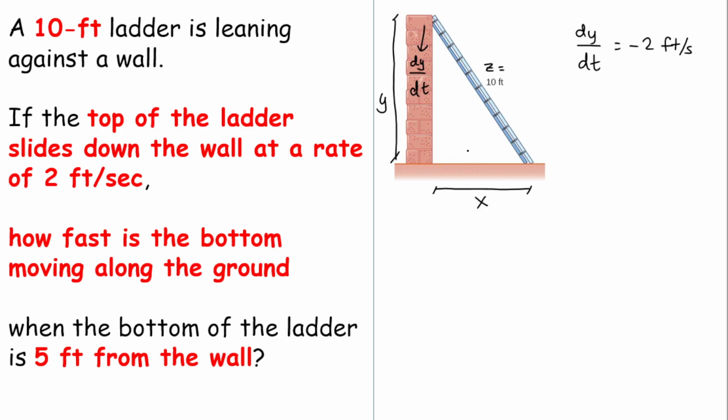And we are looking for how fast the bottom is moving along the ground. So we are looking for this speed here, which is the change of x with respect to time. But if the top is falling, x will increase, so we will have dx/dt, the change of x with respect to time, and that should be a positive value.